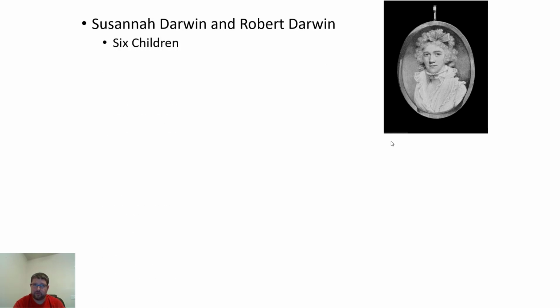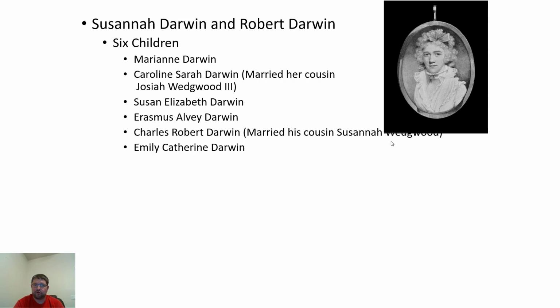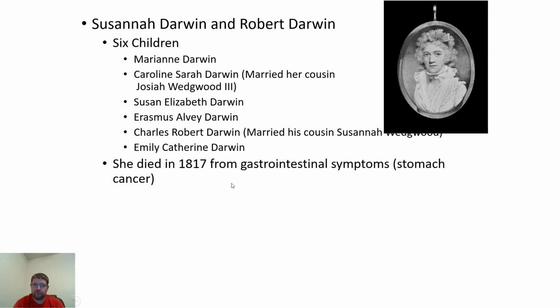So Susanna Darwin and Robert Darwin, they had 6 children. These would be Charles Darwin's parents. Okay, so again, you can see as we go down this, that Caroline Darwin married her cousin Joshua Wedgwood. Charles Darwin married his cousin Emma Wedgwood. And so you can see that there's a lot of ancestral relationships going on during this time. Charles Darwin's mom died of stomach cancer in 1817 when Darwin was about 8 years old.